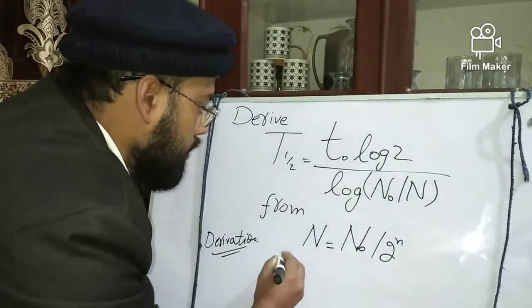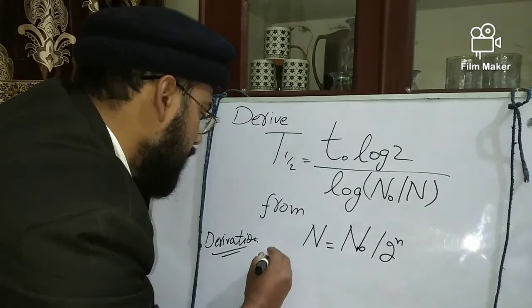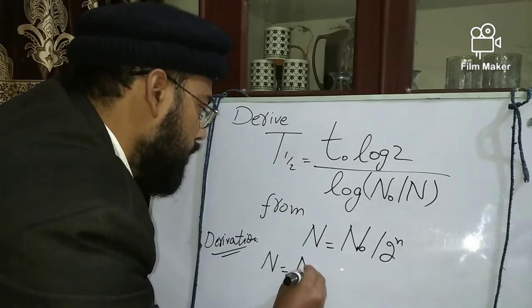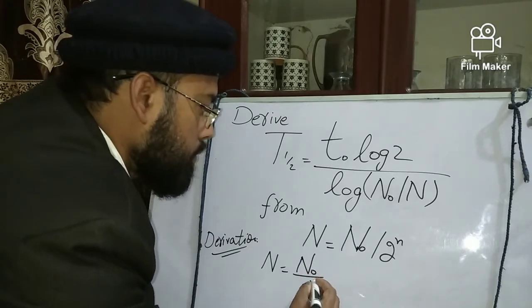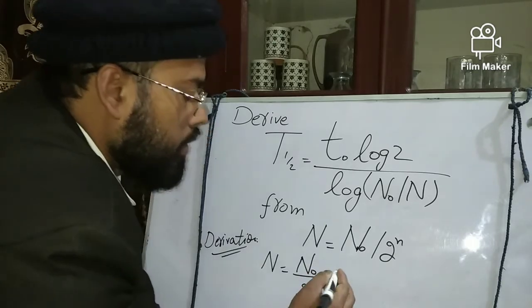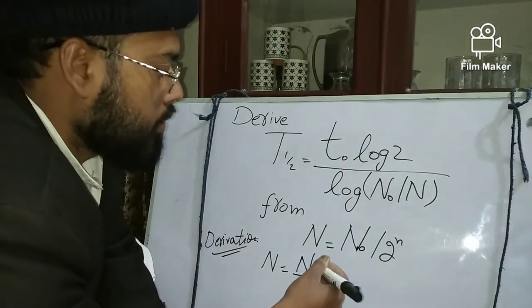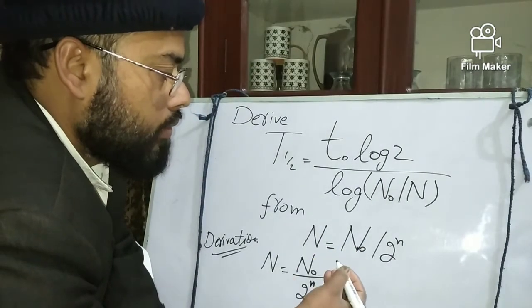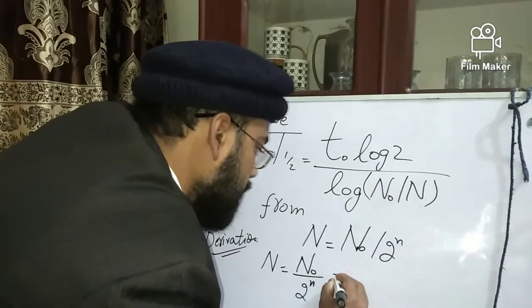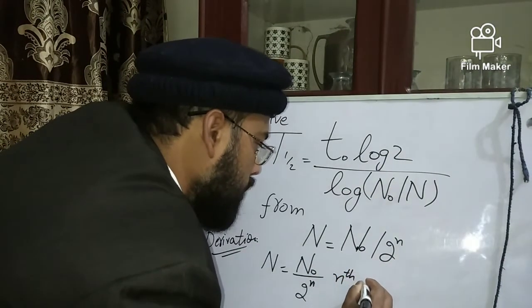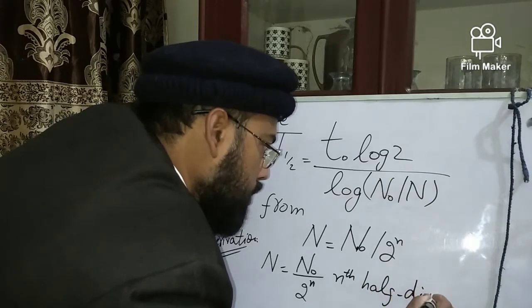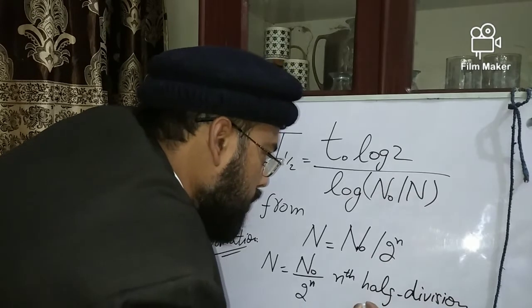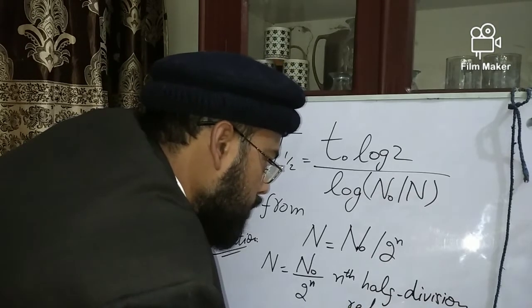I write this equation again. N is equal to N naught over 2^n. This is the fundamental relation. I personally have named this relation the nth half division relation.